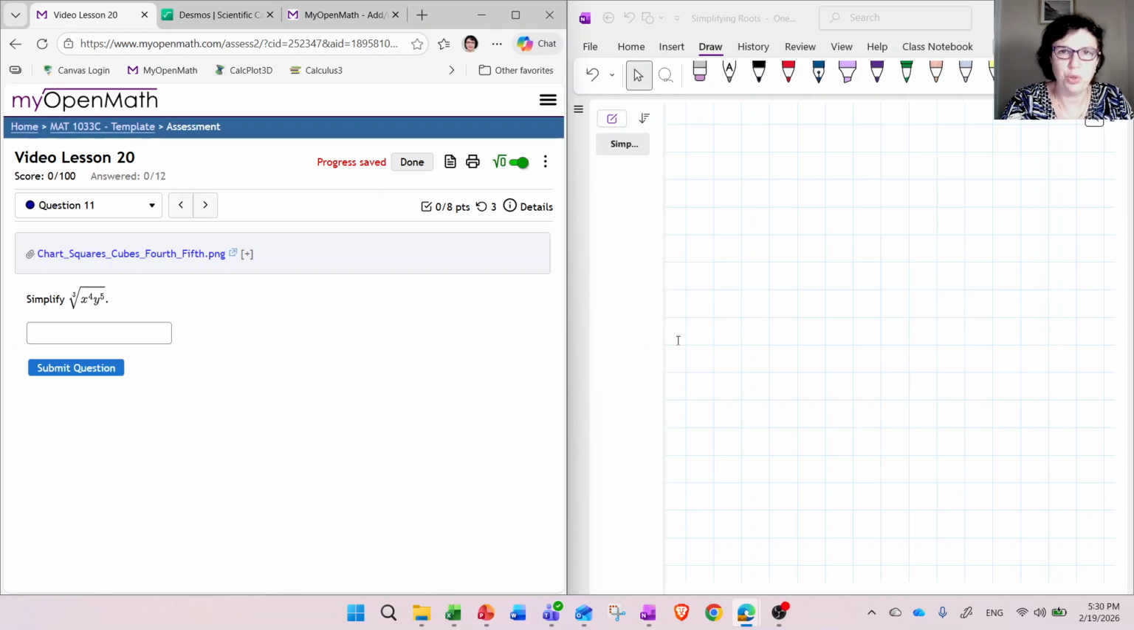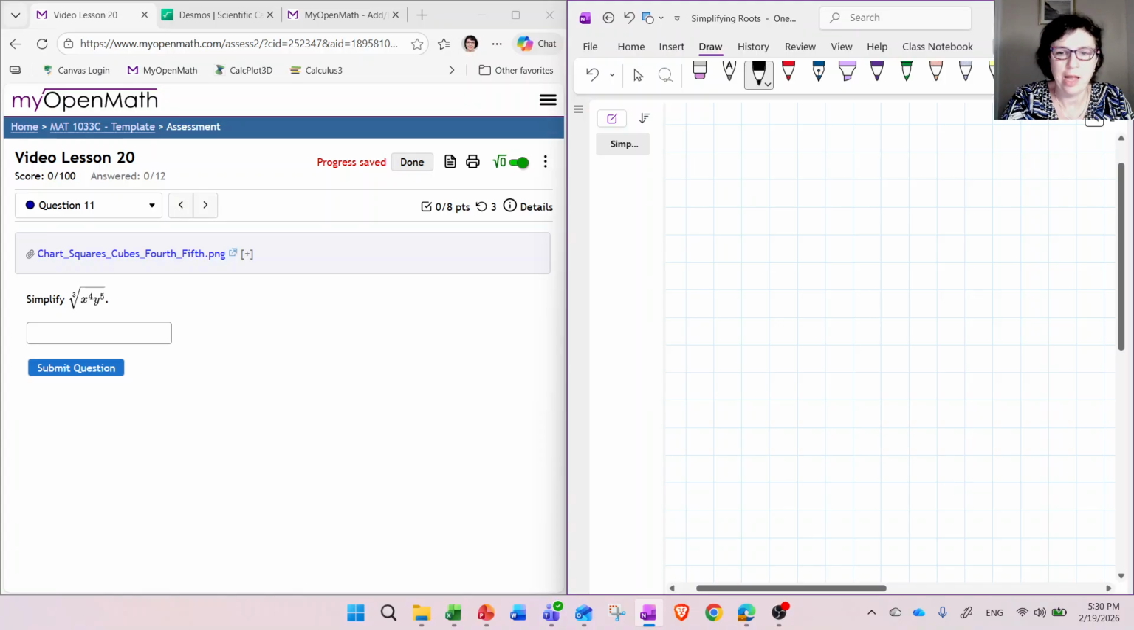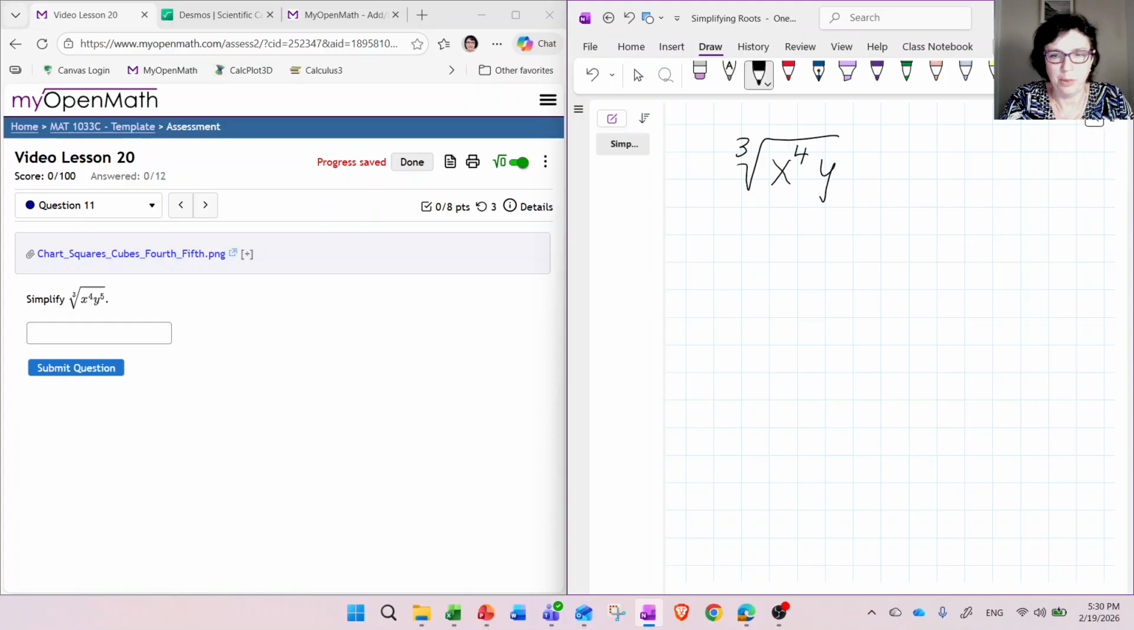Okay, guys, let me show you how to simplify cube roots. I will give you a method that works all the time, and you do not have to guess. Let me show you how. Okay, so here's the first step.